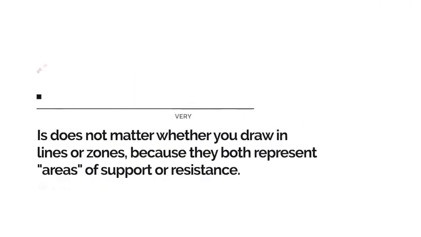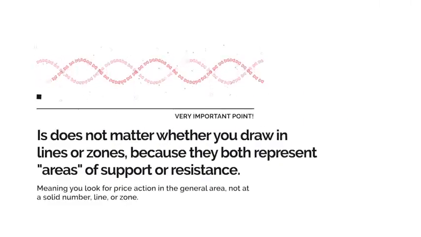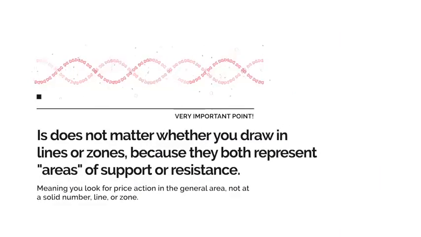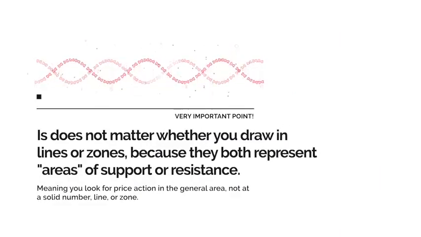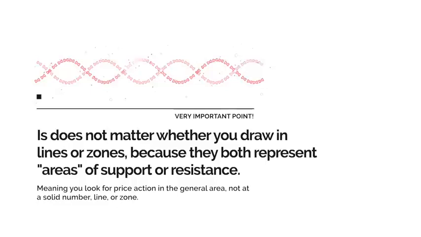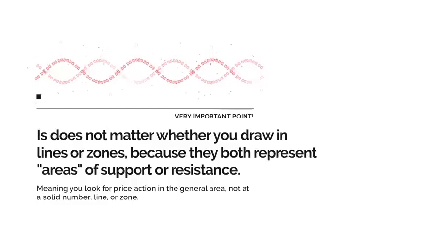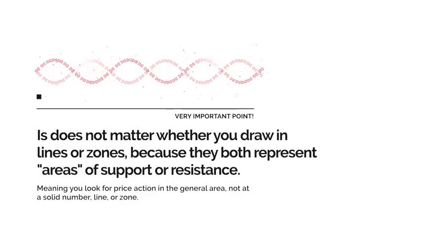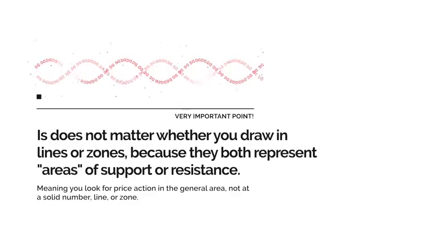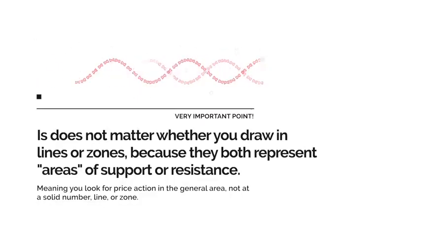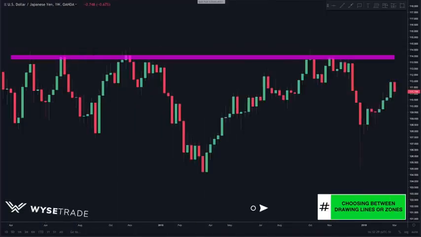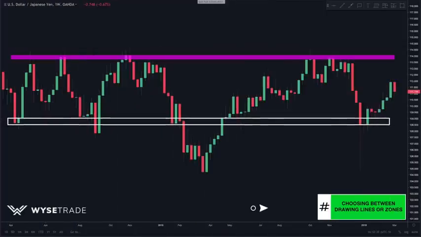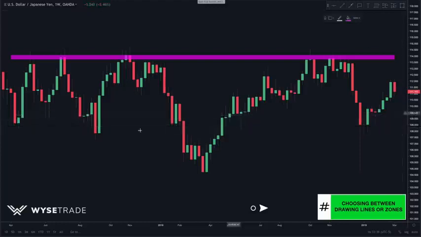Now, here's the most important point. And make sure you remember this. It doesn't matter whether you draw in lines or zones. Either one works, because you still treat these lines and zones of support and resistance as areas, meaning you are looking for price action to occur in the general area, not at a solid number, line, or zone. So moving on down, we spot this level here and we draw in a zone like this.